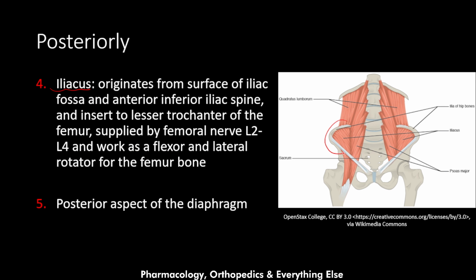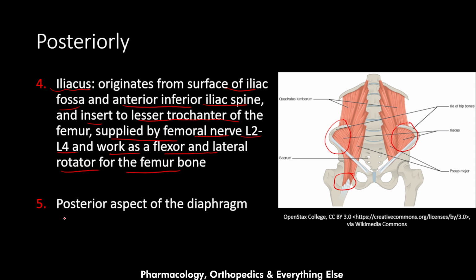The fourth muscle is the iliacus. Iliacus is right here on this side, and on the other side is here. It originates from the iliac fossa and the anterior inferior iliac spine, and inserts into the lesser trochanter of the femur right here. So it inserts into the lesser trochanter of the femur, and is supplied by the femoral nerve, which is L2 to L4, and it works as a flexor and lateral rotator of the femur bone.